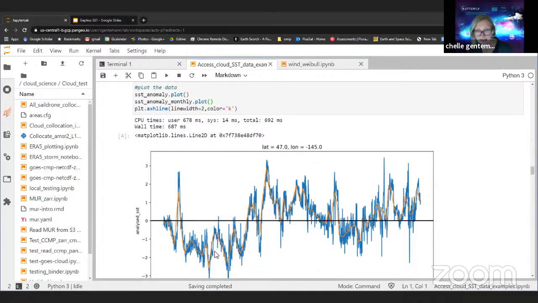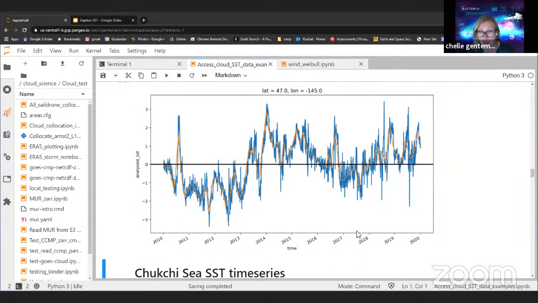So the blue data is the original data set. And this is the anomaly that shows how much warmer it's been getting in the Pacific. And the orange line is the monthly data set, where now I've just taken out some of the noise to make it a little bit smoother.